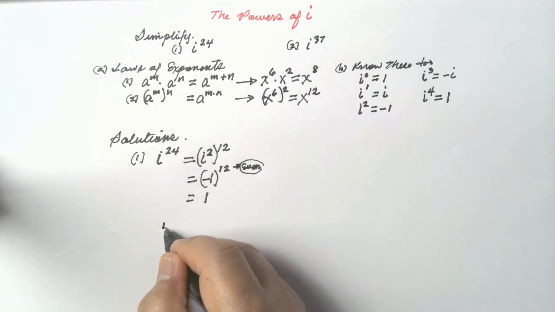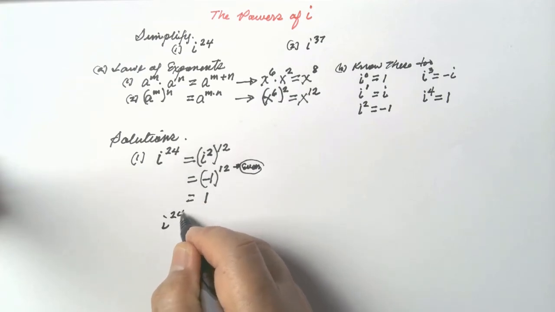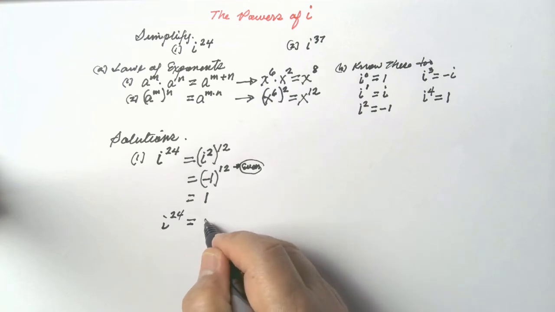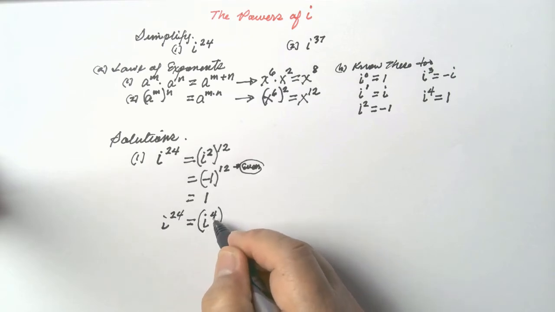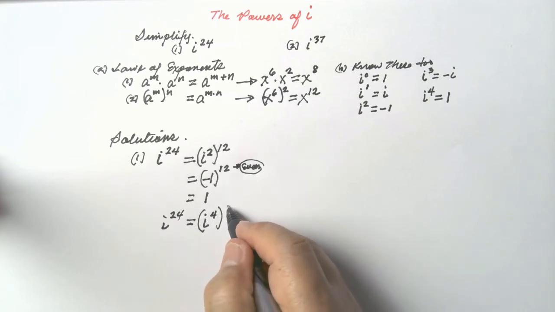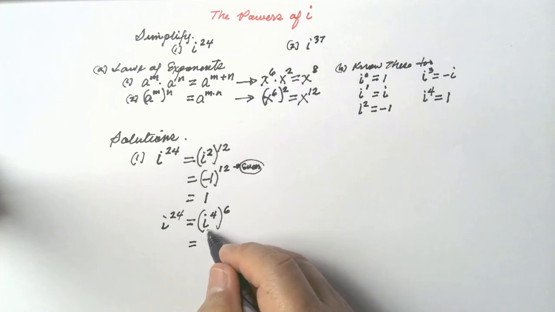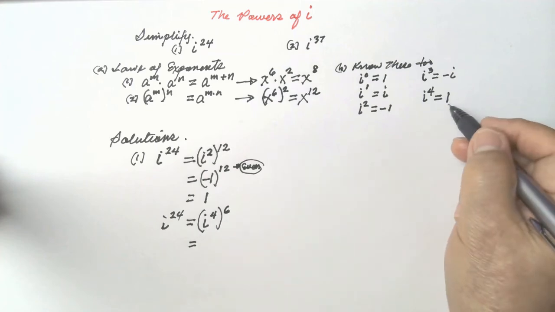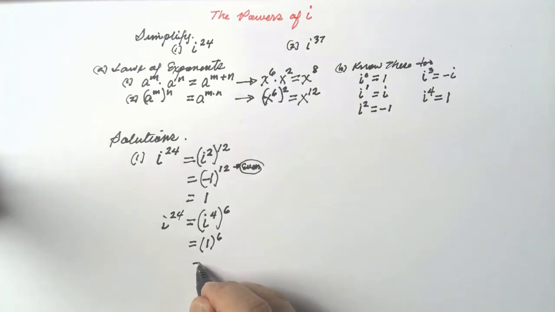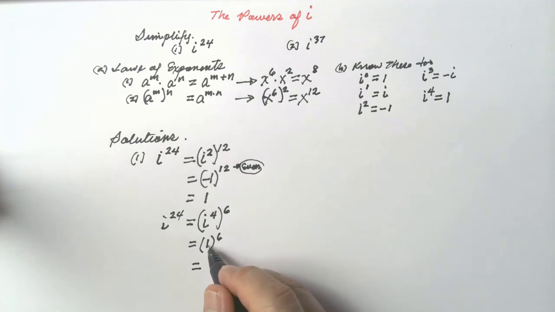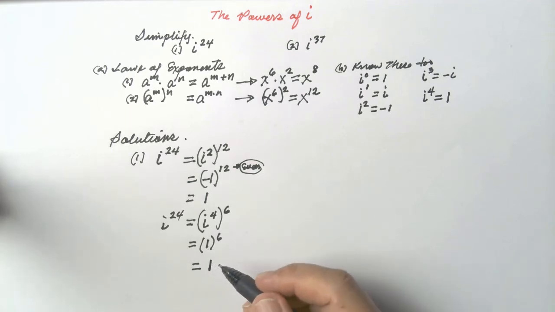Now, I raised to the exponent of 24 can also be written as I raised to the exponent of 4, and then 24 divided by 4 is 6. Okay, and then this is equal to 1. So we can replace this by 1 raised to the exponent of 6. So 1 raised to the exponent of 6 is equal to 1. That means multiply 1 by itself 6 times, you get 1.